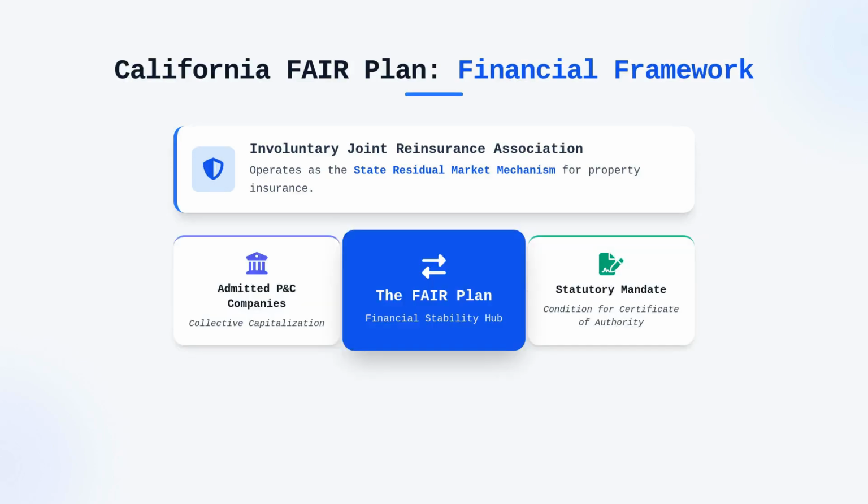Instead, its financial stability is entirely underpinned by the collective capitalization of every admitted property and casualty insurance company licensed to write business within the state of California. By statutory mandate, participation in this pool is a non-negotiable condition for maintaining a certificate of authority to operate in the California insurance market.